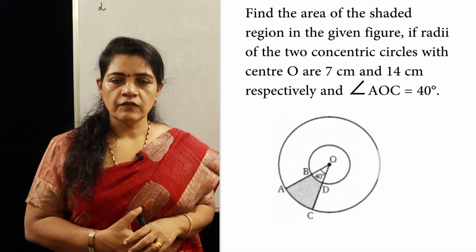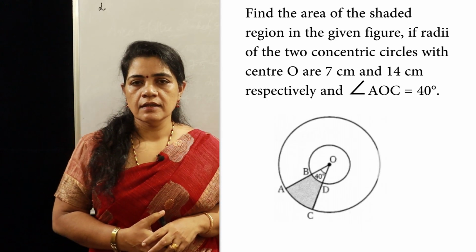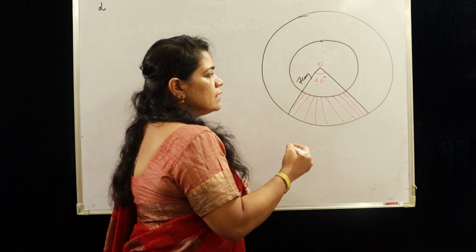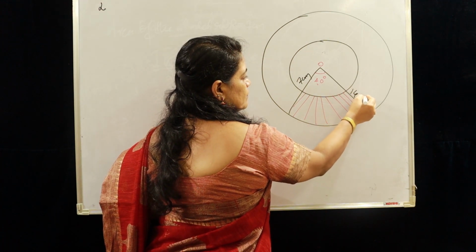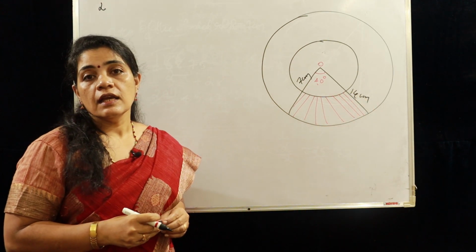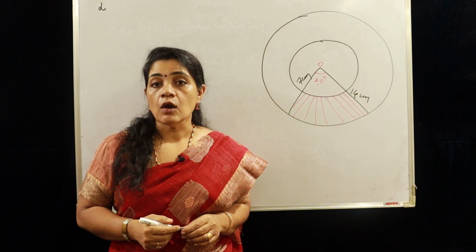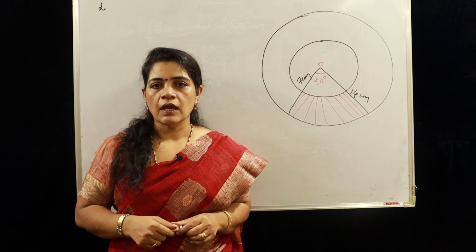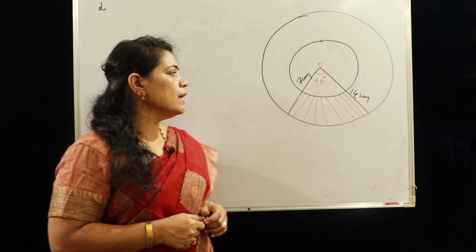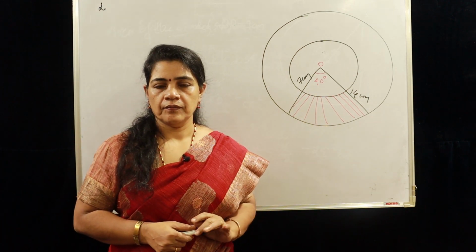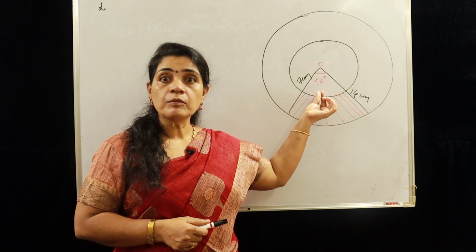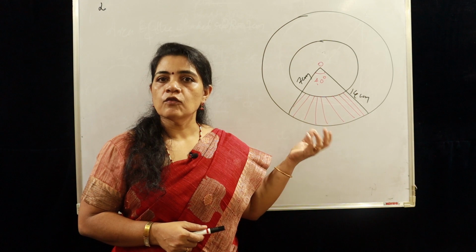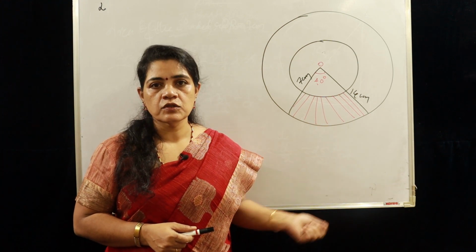Here in this question, we are given two concentric circles with radii 7 centimeter and 14 centimeter. That is, the radius of the inner circle is 7 and the outer circle is 14, and they are concentric circles having the same center. We have to find out the area of the shaded region. And the angle between the radii of both the circles is 40 degree. That is also given in the question.